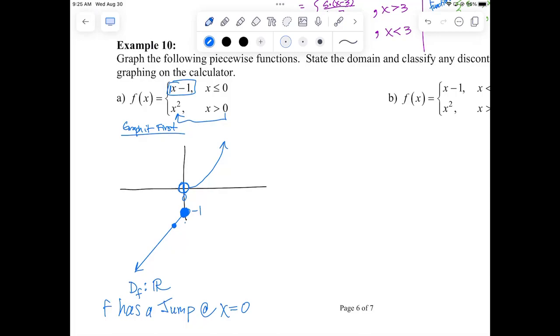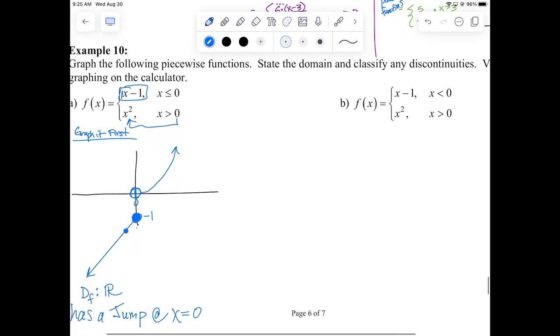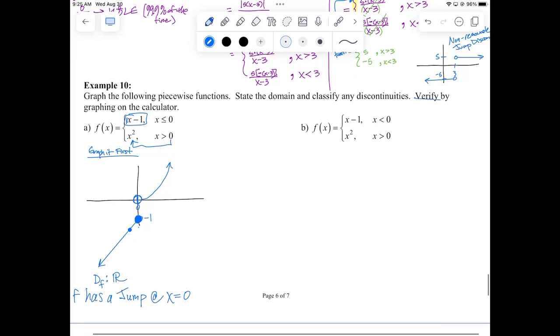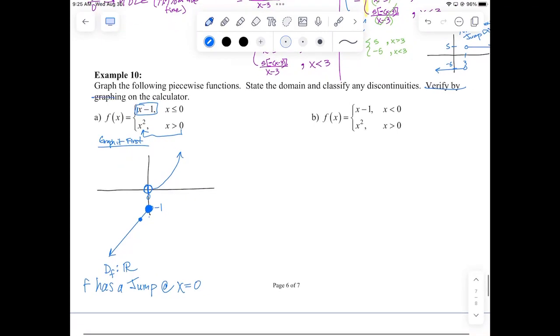All right, and that's it. That's all we have to do. It says to verify in the calculator. I'm going to skip that for now because there is a way to graph piecewise functions on the calculator, but you know what? Today, we're the calculator. Yeah, baby, and we got it right. All right, questions on that one? That's your first piecewise function.